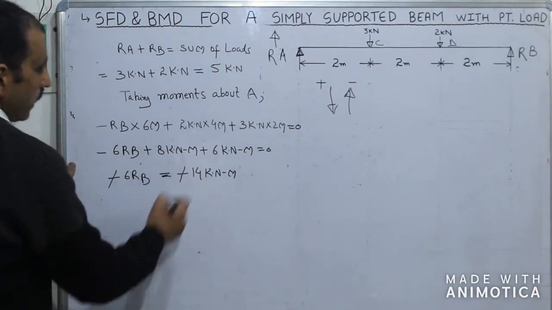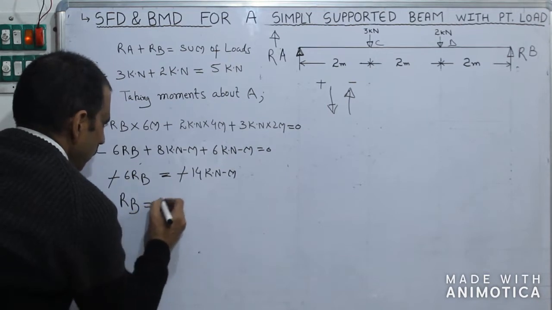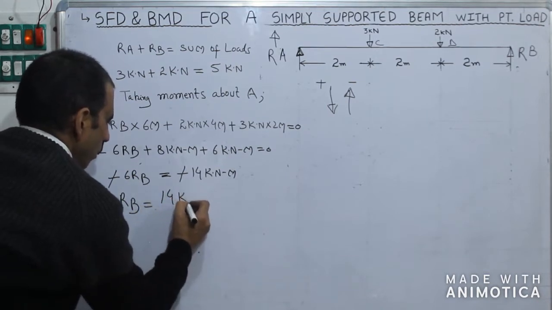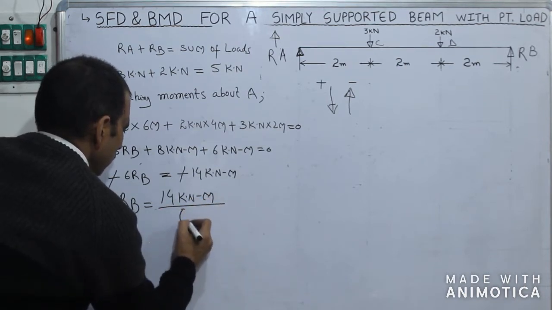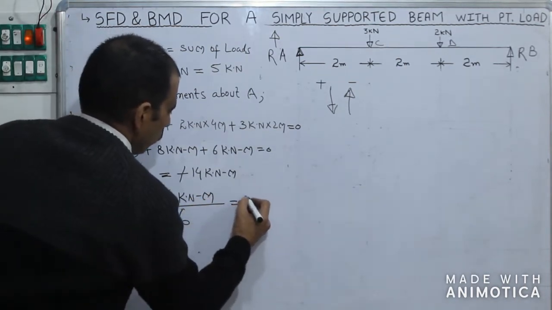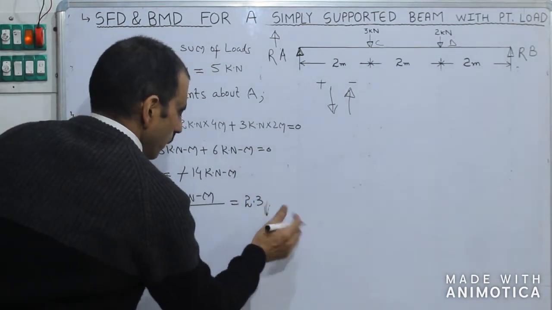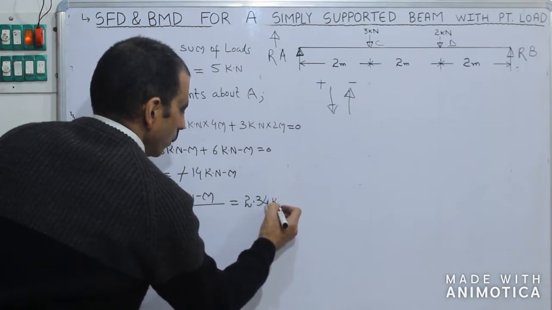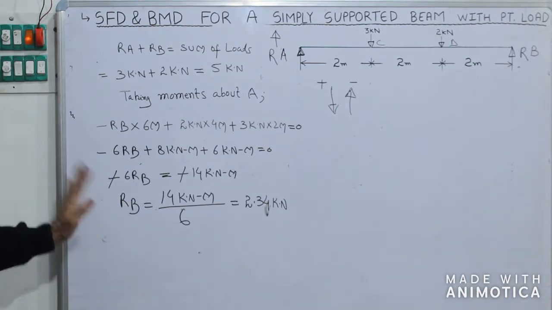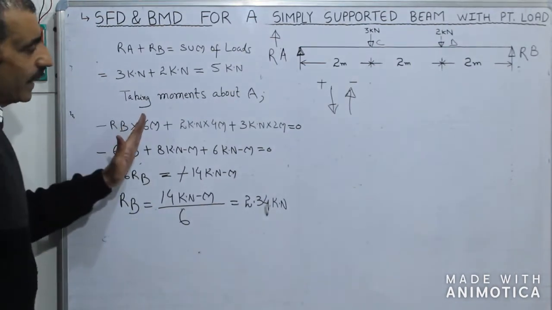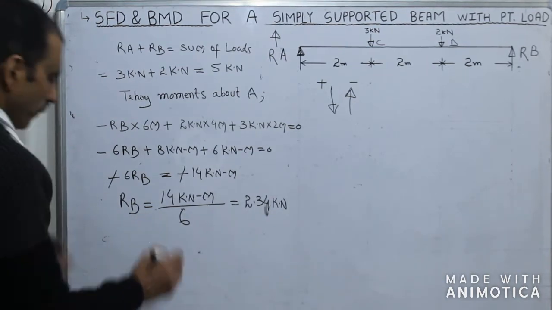Minus and minus cut, that is RB is equivalent to 14 kilonewton meter divided by 6. It comes 2.34 kilonewton. This is the value of RB. Okay. Now after that I will calculate the value of RA. How will I calculate RA?